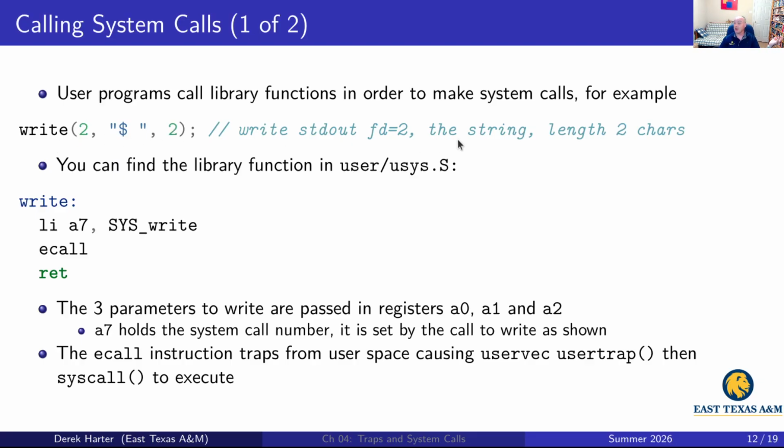The write system call, just to remind you, takes the file descriptor first, the second one is the string we want to write to that file descriptor, and the third one is the length, the number of bytes in the string that should be sent as output to the file descriptor that we have.